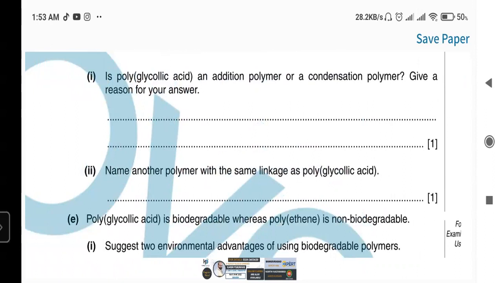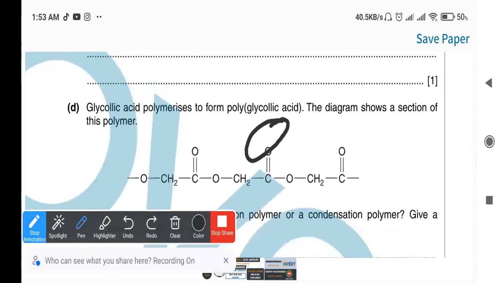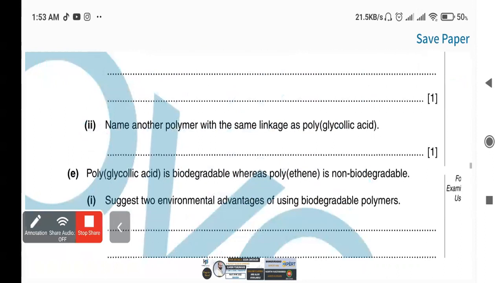Name another polymer with the same linkage. So what is the linkage found here? We have got ester linkage. So give me the name of another polymer which has the same linkage as this. It's terylene, isn't it?